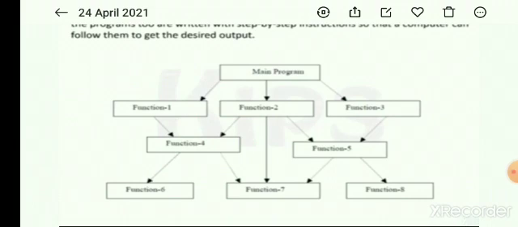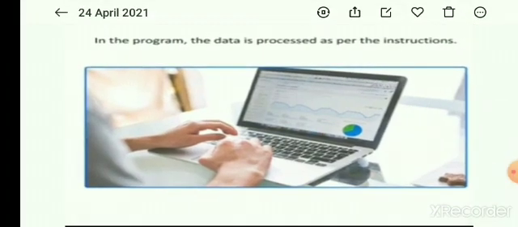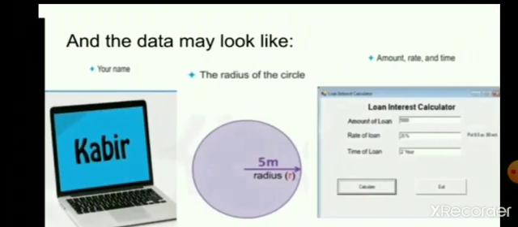So, whether he or she has to add 2 numbers, first of all, our priority will be to get input data. Then the data is processed by the instructions as given by the user. Now, what are these instructions? These instructions can be printing our name on the screen, calculating area of a circle, calculating simple interest, or showing our account balance.